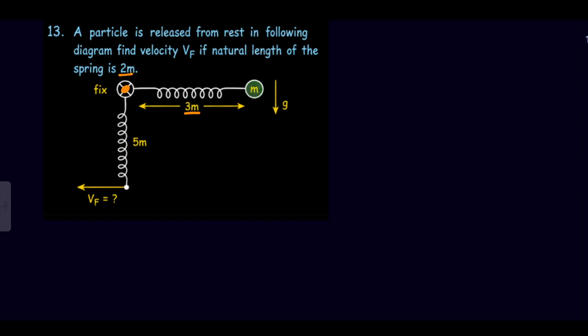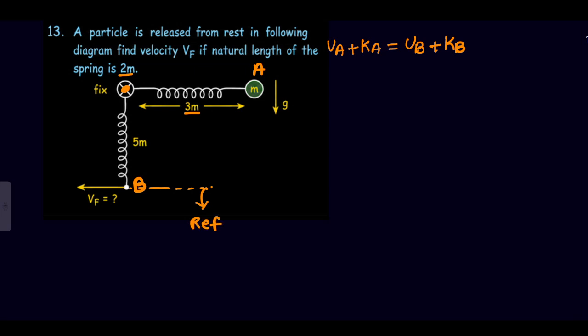Now consider this point as A and this point as B. Tell me the law of conservation of energy at points A and B. We can say UA plus KA is equal to UB plus KB. I am considering some reference line, because for potential energy a reference line is required.